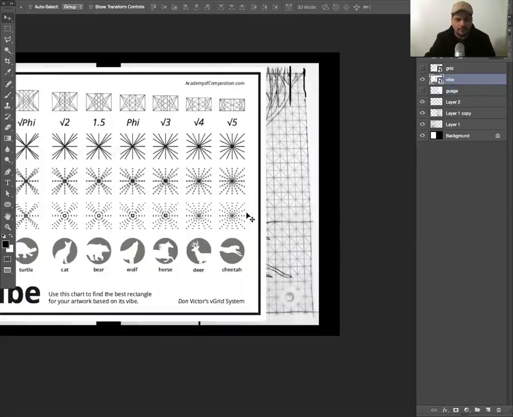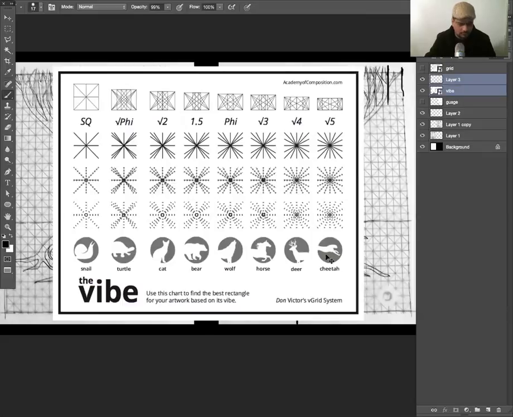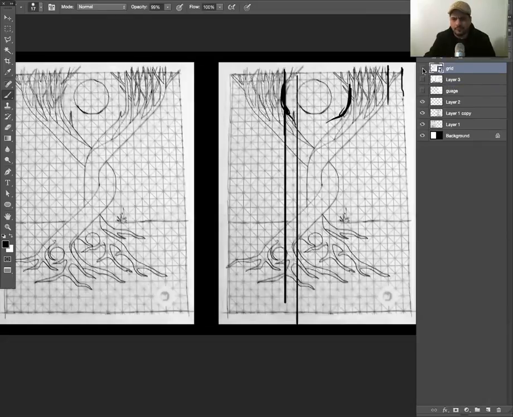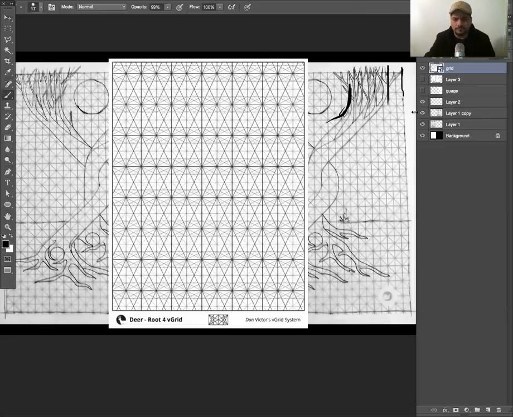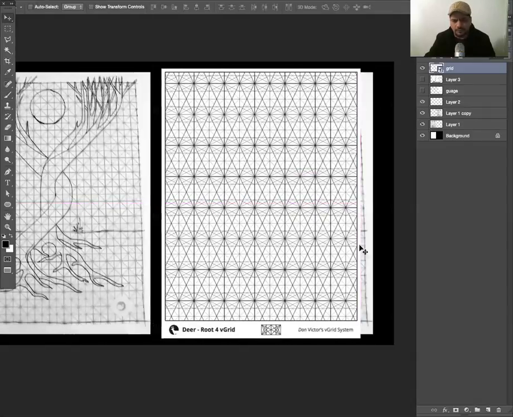Okay, so let's go ahead then and get our deer grid. Now, here is our vibe chart, okay? So we are going to work with this grid right here. That root 4 rectangle, okay? So here we are. Boom. Now you can see that the energy of this matrix is very, very different than the one that you're using.